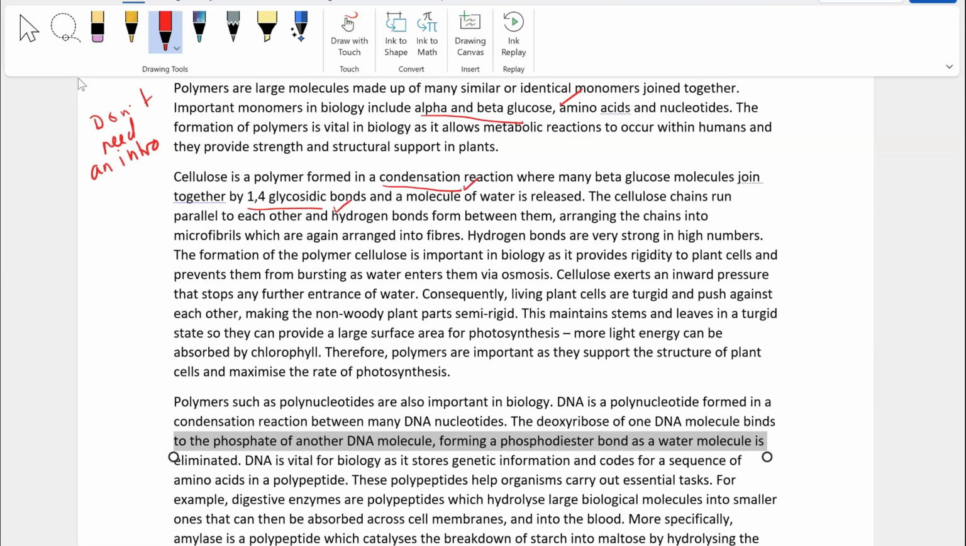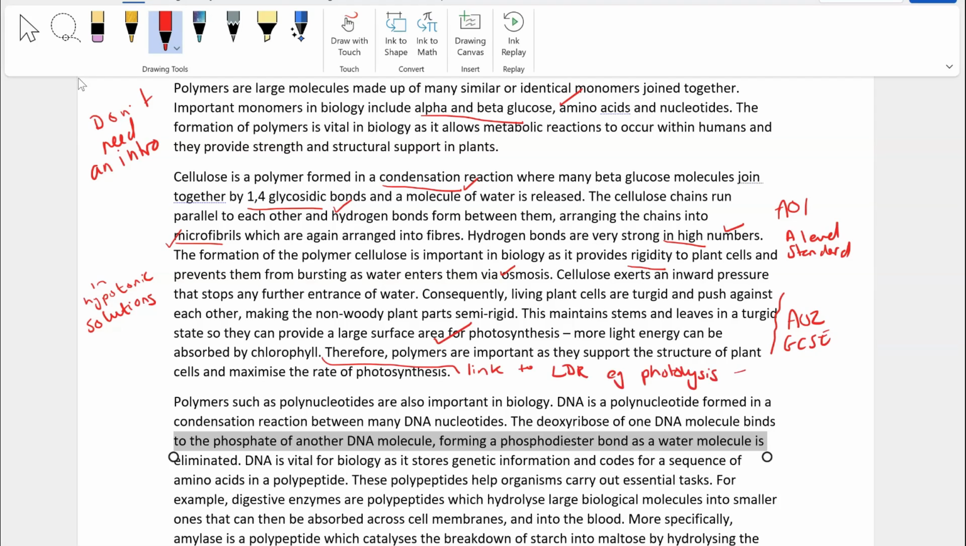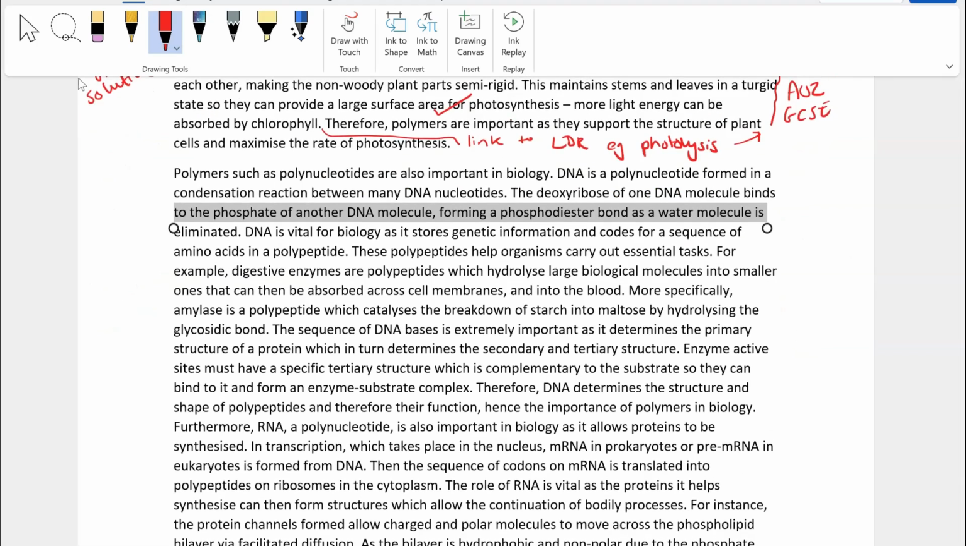If we jump straight into the first paragraph, we've got cellulose as one of the polymers. I've ticked all of the A-level key terms they've included, but I've given an example of some extra detail that they could have added, so hypertonic solutions, for example. Their AO1 was of pretty good A-level standard. It was the AO2, which is the importance of, that was more GCSE. They should have linked it to the light-dependent reactions, for example, photolysis.